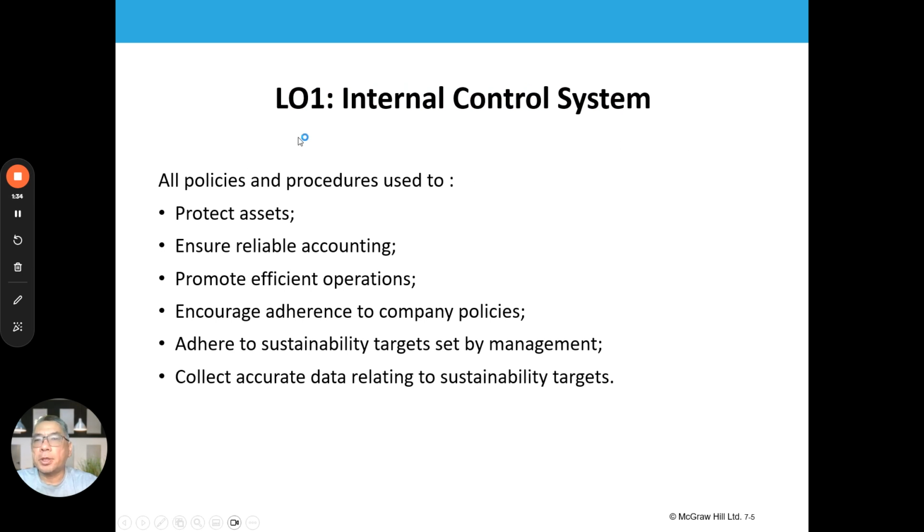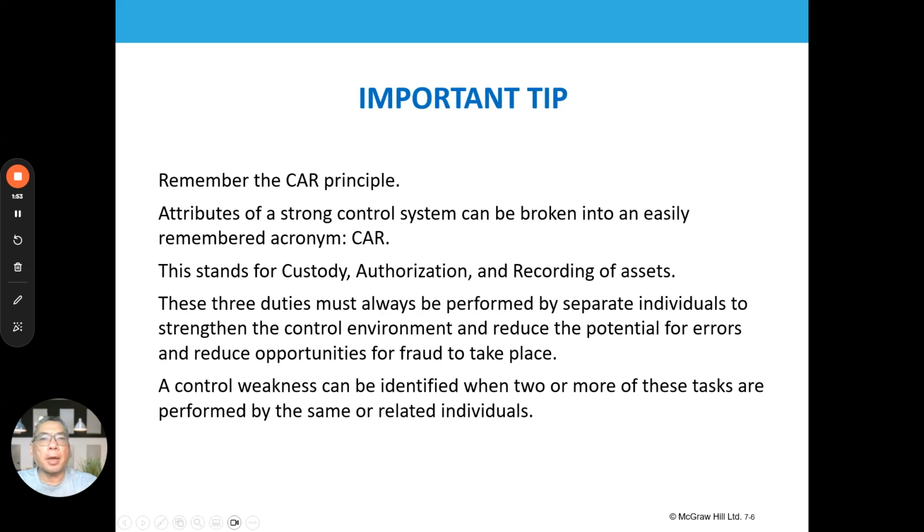Let's try the internal control system, objective number 1. What are all the policies and procedures used for? To protect assets, ensure reliable accounting, promote efficiency in operations, encourage adherence to company policy, adhere to sustainability targets set by the management, and collect accurate data relating to the sustainability target, okay?